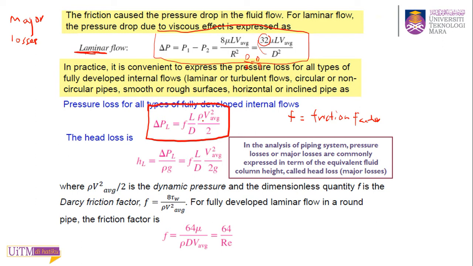Times the rho of the fluid, whether it's water or oil or whatever, times the velocity of the fluid squared over 2. So this is the equation that you will need to use to get your pressure loss in your piping system due to the friction. So far so good, will you follow?